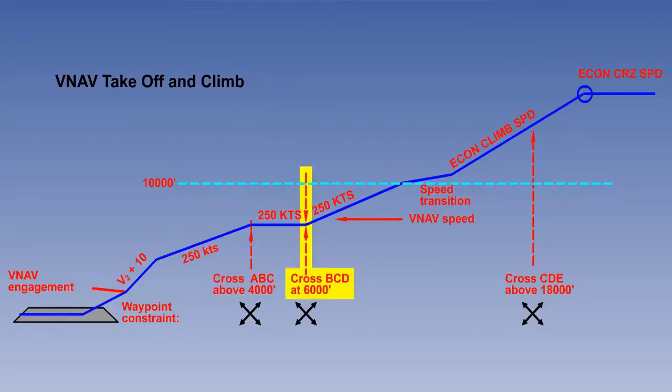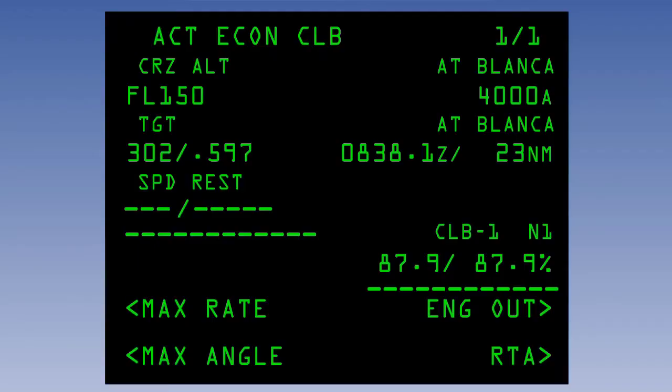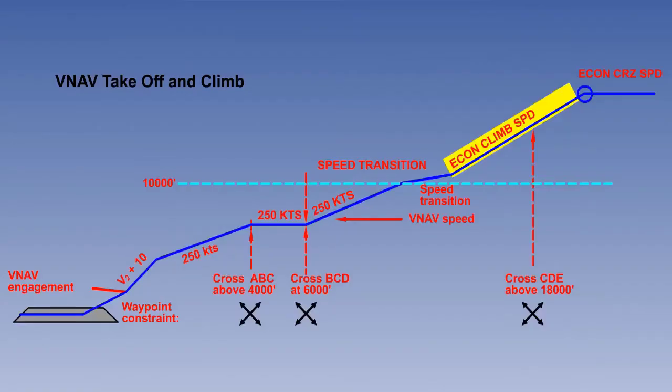Next, we must cross Bravo Charlie Delta at 6,000 feet. Above 10,000 feet, we continue with the climb at the aircraft's economical climb speed, which will vary with the weight and static air temperature, and which will be calculated by the computer and passed to the auto throttle. A climb power setting which reduces the N1 by 3% is often used in order to save engine wear. We will assume that, at this weight, this setting gives a climb speed of 302 knots IAS, converting to 0.597 Mach. This is the point at which the Mach number becomes more limiting than the IAS.